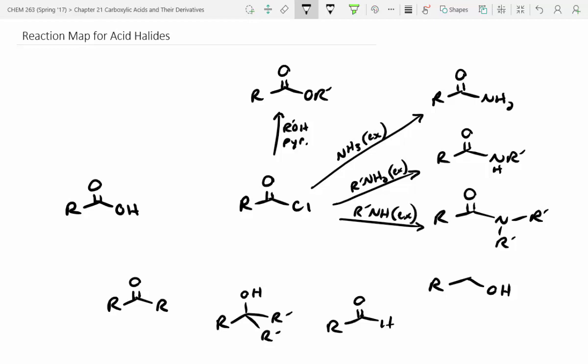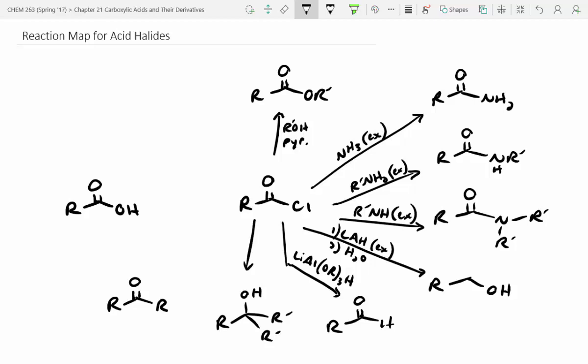So not too bad. All right. What about going straight to a primary alcohol? Yep, LAH in excess, followed by a water quench. How do we stop at the aldehyde? There we go. So our bulked up hydride source. How about our tertiary alcohol? Typically this is done with excess Grignard again, followed by a water workup.